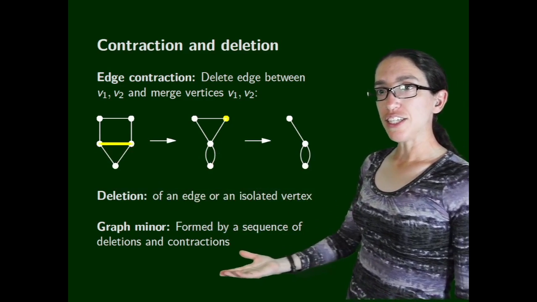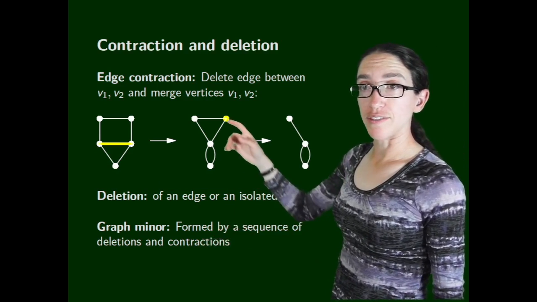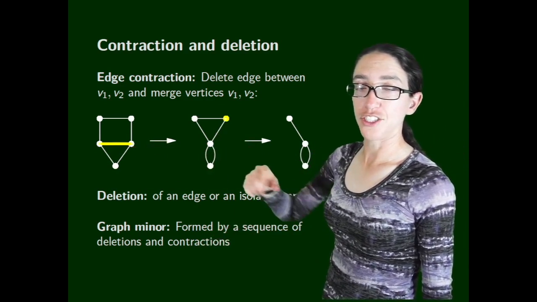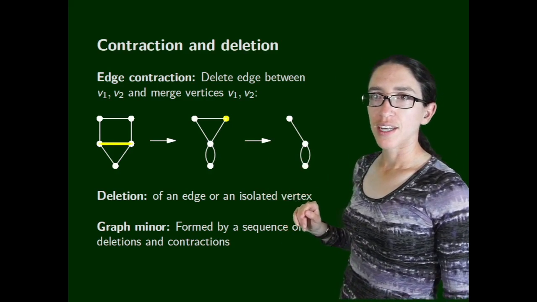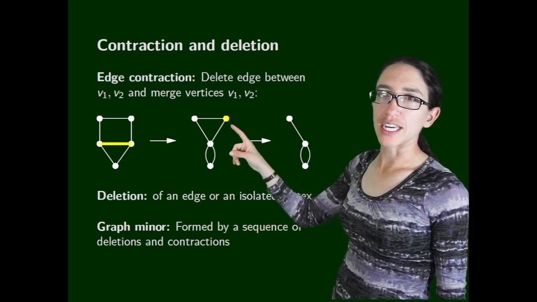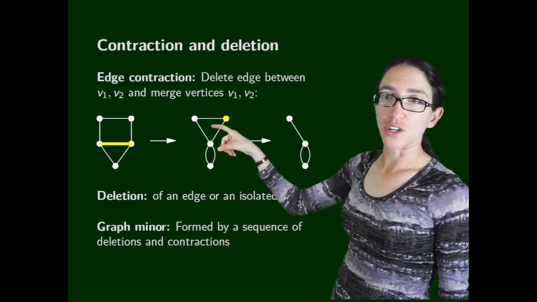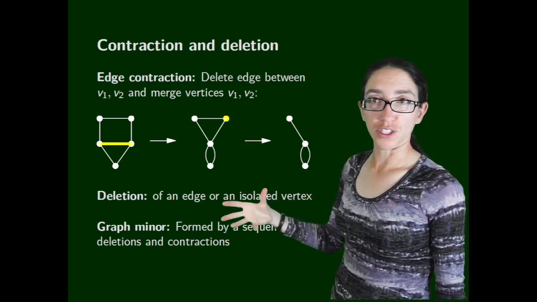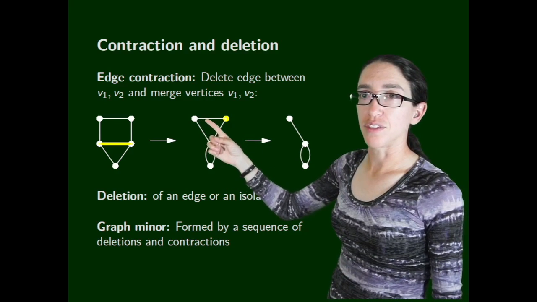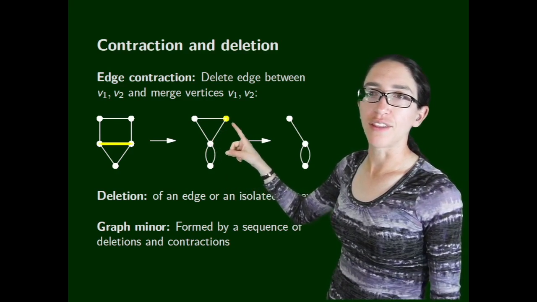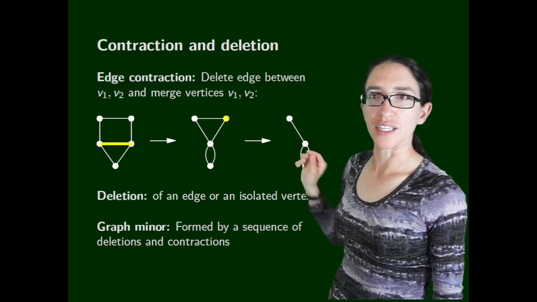And then a deletion is any deletion of an edge, so I could have actually just erased this edge, that would have formed a minor. Or you can delete an isolated vertex. And what that also means is you can take a vertex like this one and delete the vertex and all edges connected to it. That's called a vertex deletion. The reason we can do vertex deletions is that we can think of deleting this edge and then deleting this edge, and then we'll have an isolated vertex here that we can delete from the whole picture.